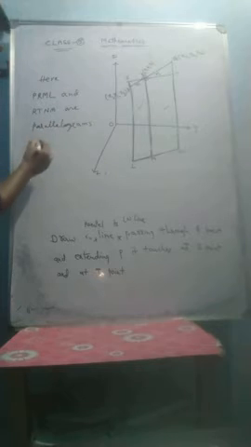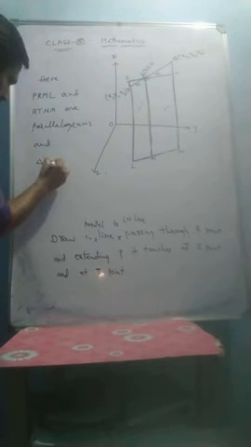Next, here, the two parallelograms are: this is one parallelogram, this is the second parallelogram. And triangle RSP is similar to triangle RQT.